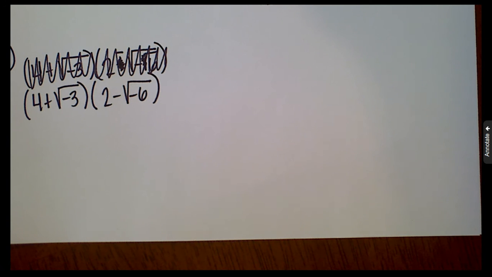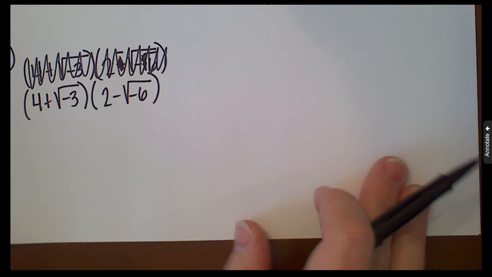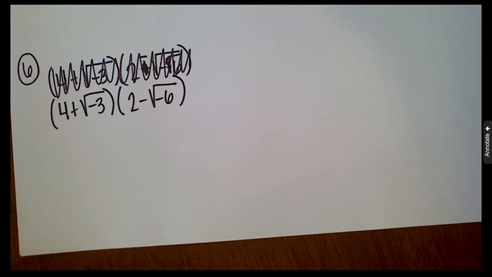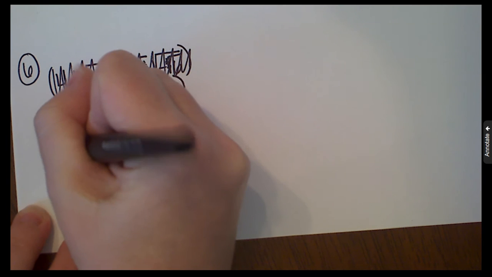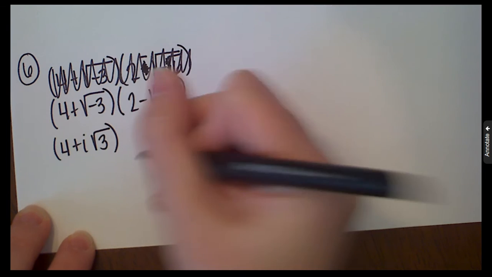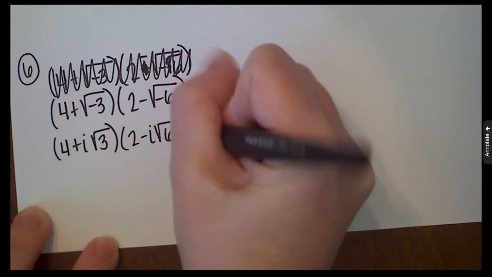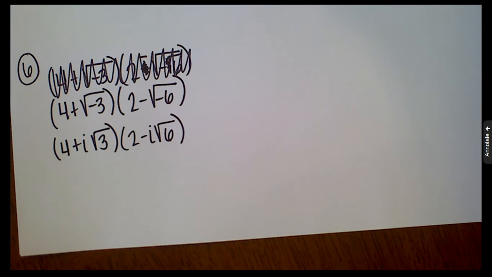So it's almost the exact same thing that we did with number 5. It's just, instead of being written in terms of i, it's written in terms of a negative radical. I always rewrite it in terms of i, so that should be your first step. So I'm going to rewrite this as 4 plus i root 3. Once again, we don't want the negatives underneath, we do have to change it. And then 2 minus i root 6. So rewrite that as your first step.